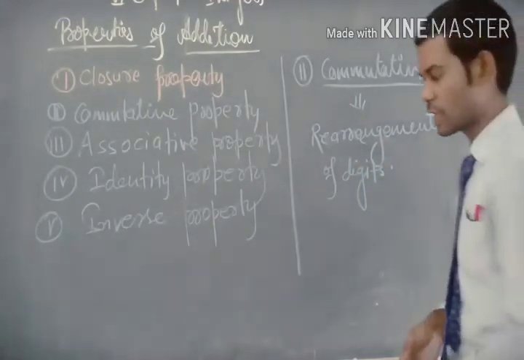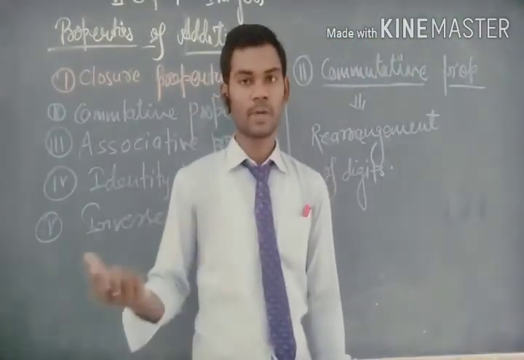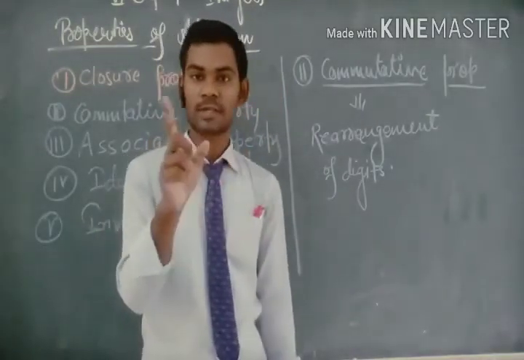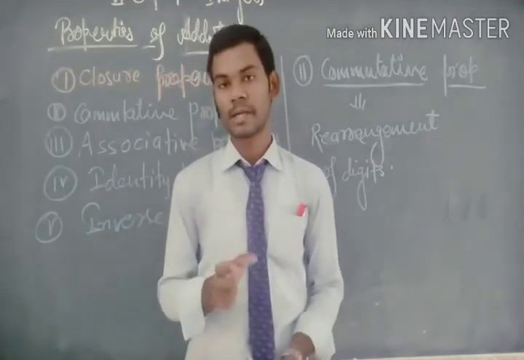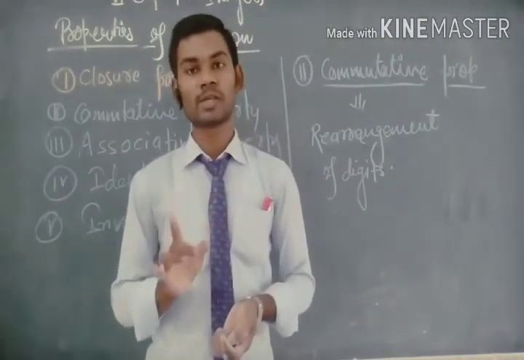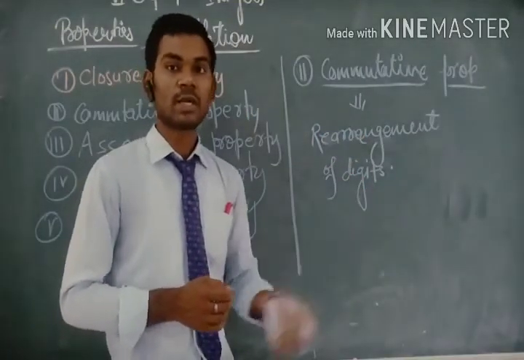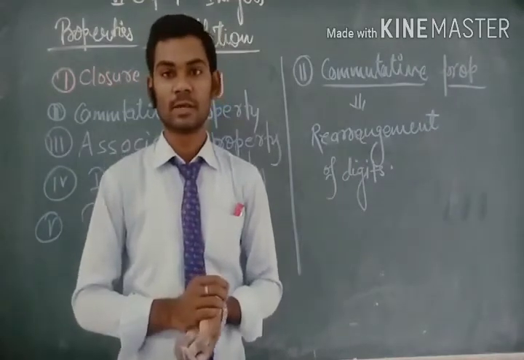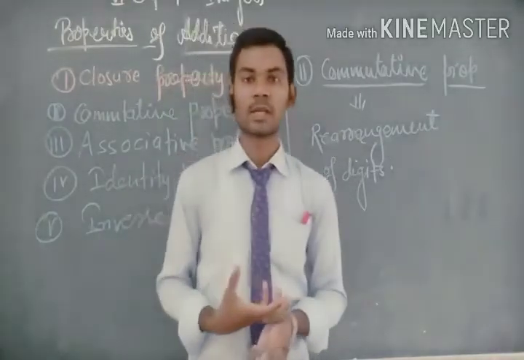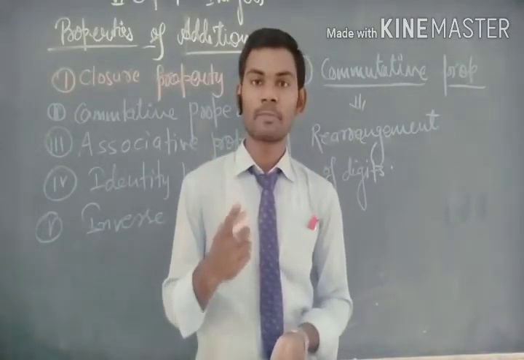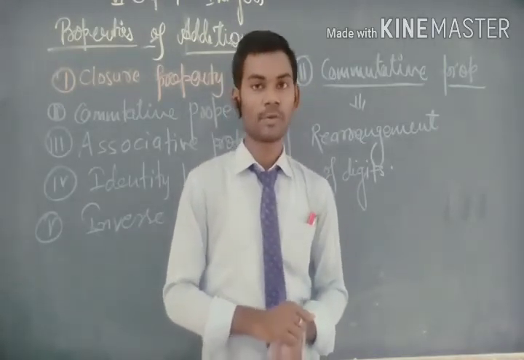Okay, and we know that if we just rearrange the object from one place to another place, then its magnitude doesn't change. Only its place changes and its magnitude will always be constant. So here the meaning of commutative is rearrangement of the digits, which means that if we just change the order of the digits, the answer will be the same, only the place of the digits will change. So this property is called the commutative property.